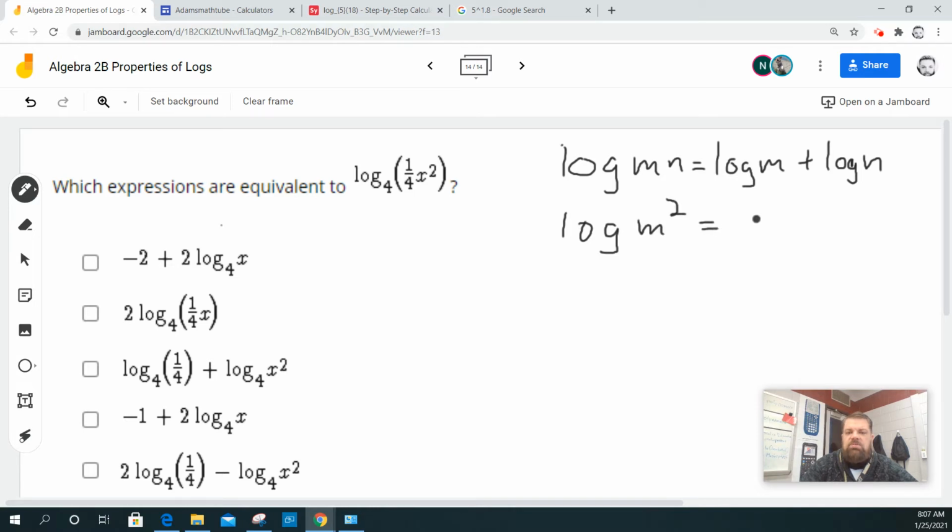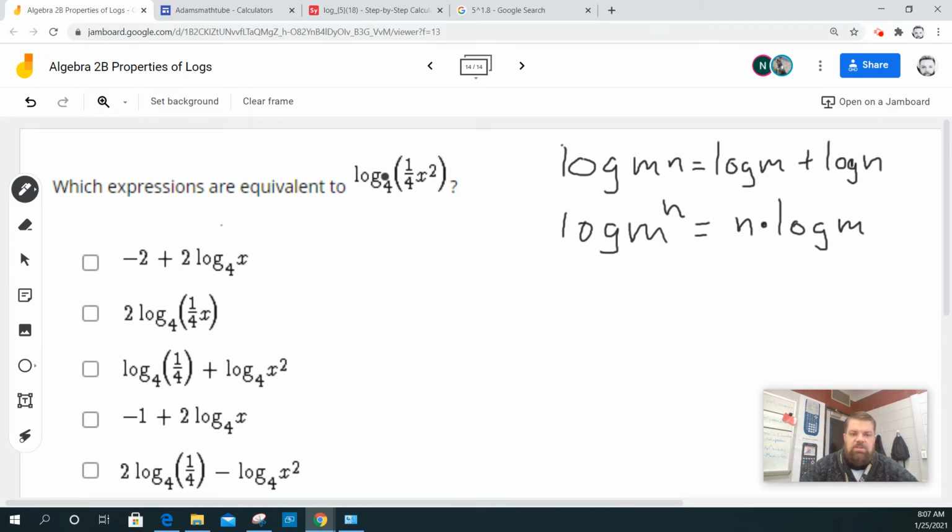is equal to the log of m raised to the n is equal to the log of, I can toss that n to the front times the log of m. So those are the properties that we're going to use.